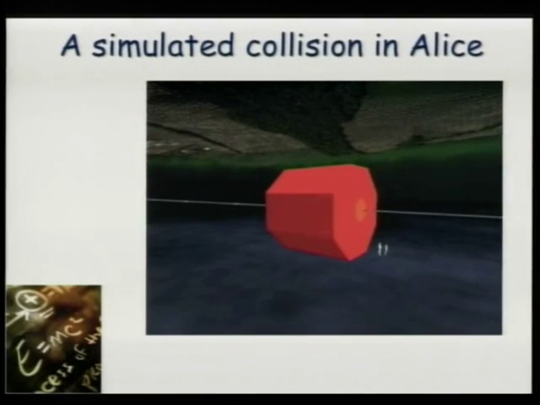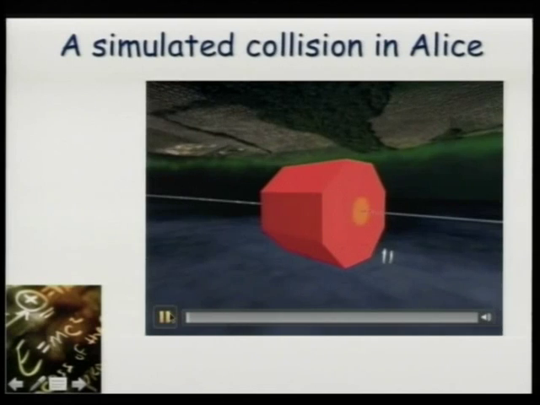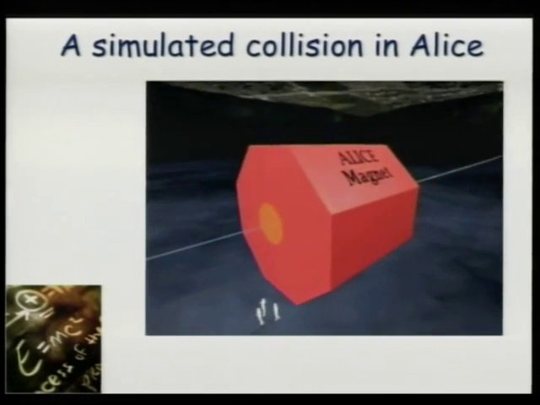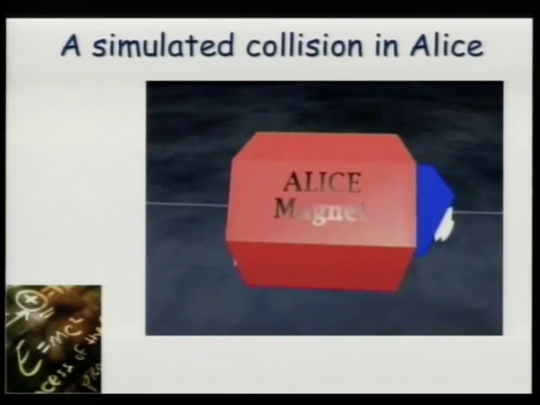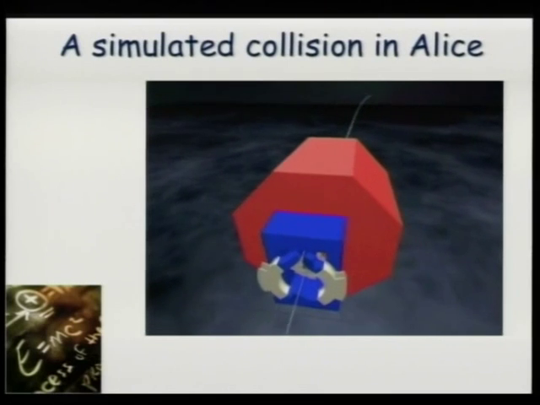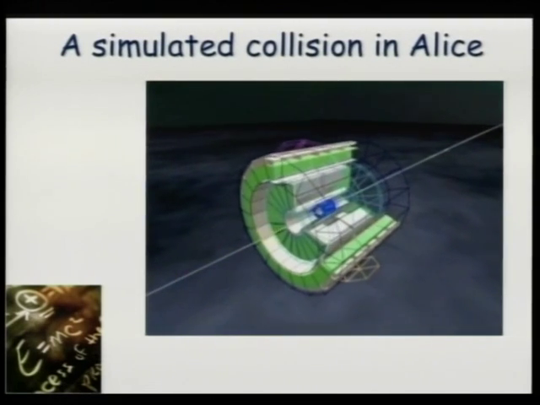So here there is another simulation that I can show you. Again, this is inside the ALICE spectrometer. You see, this is the ground. We are 80 meters below the ground. So the beam line of LHC. This is the red magnet. You see the detectors inside.